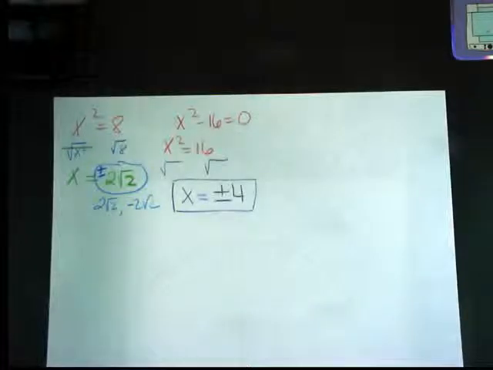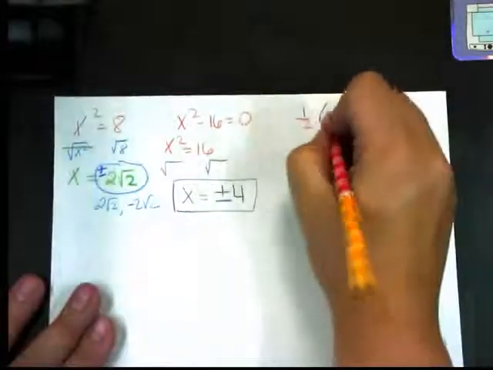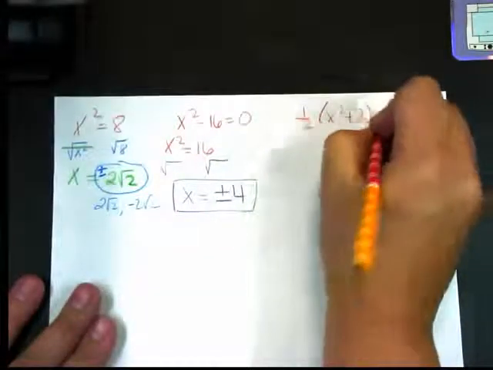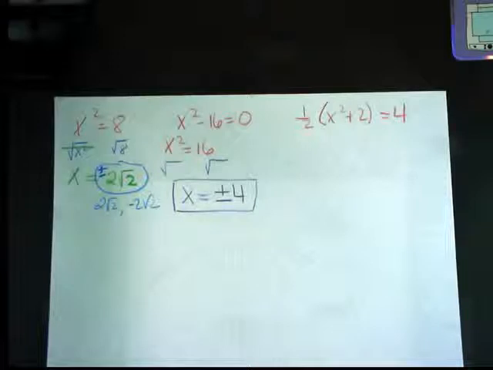All right, let's add to that a little bit. 1/2, and then the quantity x squared plus 2 equals 4. You have to isolate the square. That means I've got to get the square, that x squared by itself. I've got to get rid of the 1/2, and I've got to get rid of the 2.